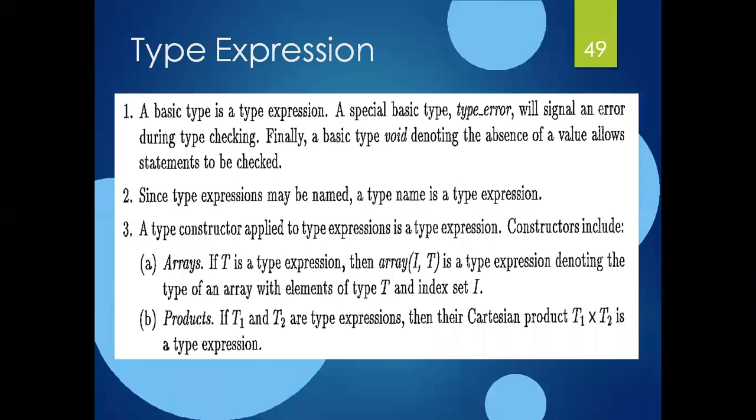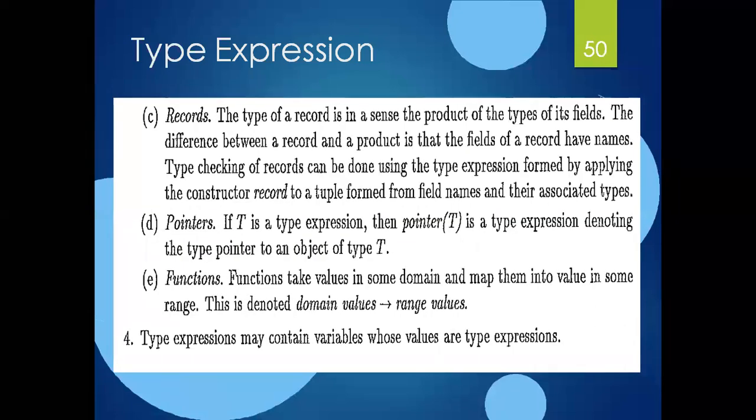And array, for example, we write the array representation as array of I comma t. What it means is I is an index set, which is usually an integer, and the data type of the array elements is given by t, and that is the representation of arrays. And others like records, pointers, functions, all come under the type expressions here, right?